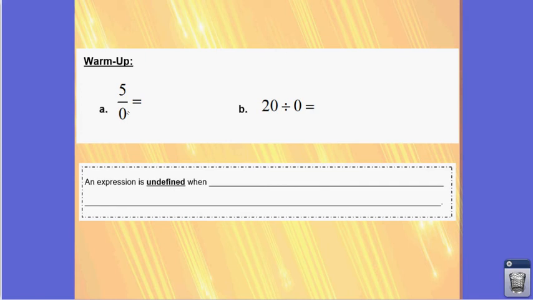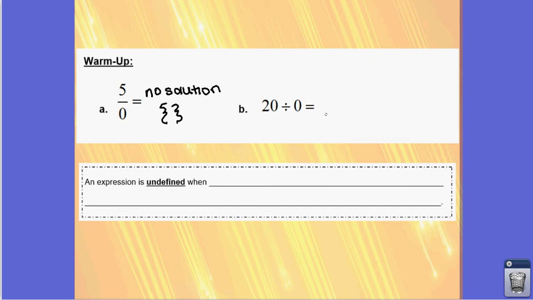5 divided by 0. If I had 5 items, can I divide them into groups of 0? It's impossible, so there's actually no solution. I can even say it's empty.